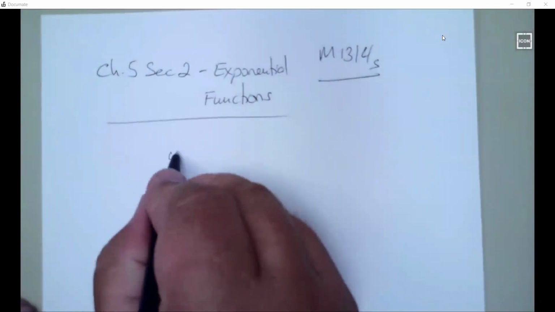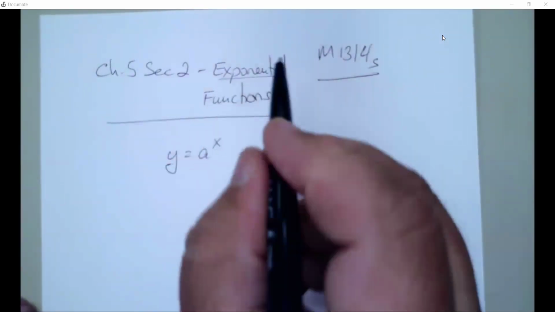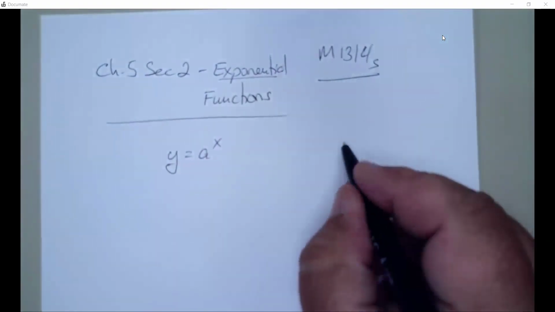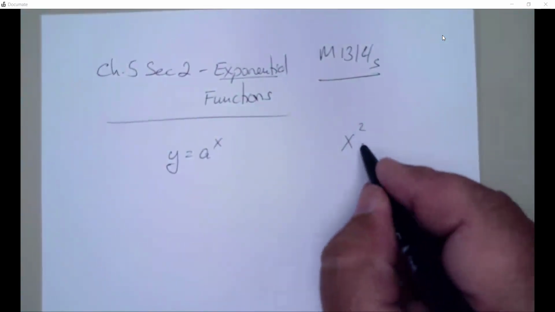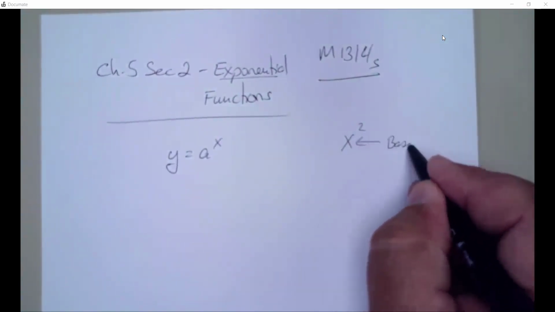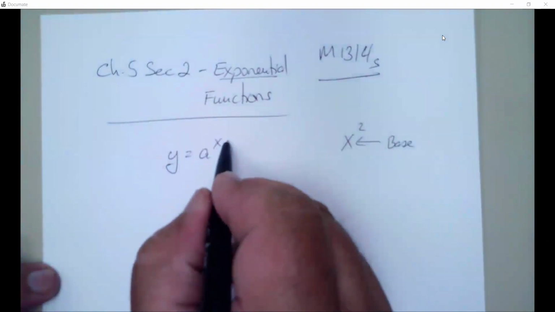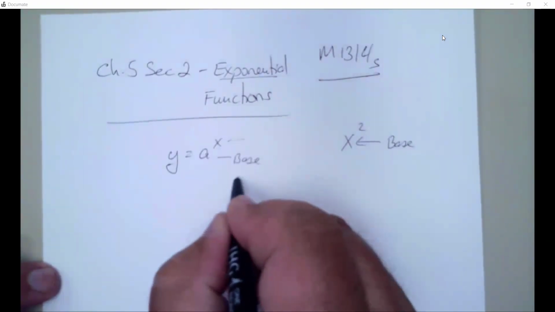An exponential function looks like this. Now, in exponential functions, the variable is the exponent. Up until now, we've had equations like x squared, where the variable was the base. In exponential functions, the variable is the exponent and the base is a constant.